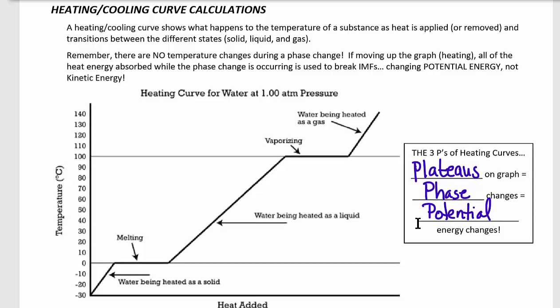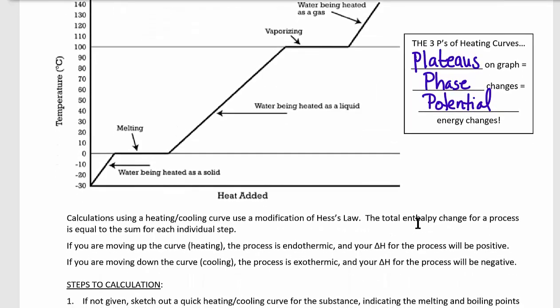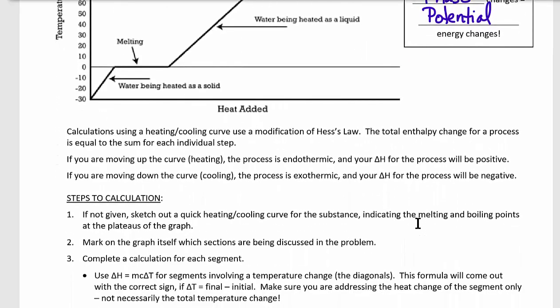So the 3 P's. All right, calculations using our heating and cooling curve is basically a modification of our Hess's law. When we have our 2 or more equations and we have our delta H's and we rearrange those equations to get our final one, and we add up our delta H's together, that's kind of like Hess's law. So the total enthalpy change for a process is going to equal the sum of each individual step.